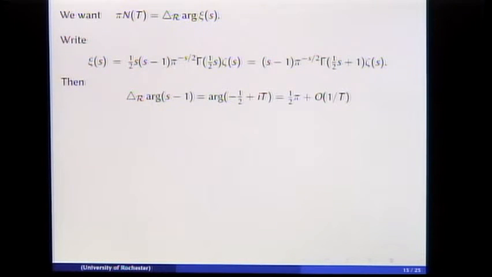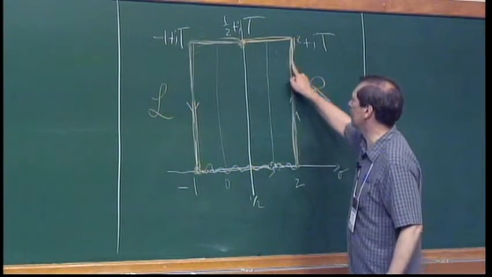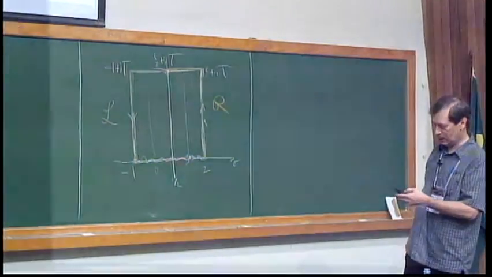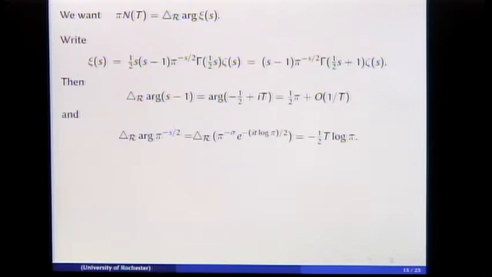Okay, so the change in argument of the first one, s minus 1, is, well, I start off at s equals 2 over here, so my argument is going to be 0. I'm only interested in the change, so I can do that. And then I go along here by continuous variation. s minus 1 doesn't have any zeros or poles along that. So you see that the change in argument is just the argument at the endpoint. It went from 0 to whatever the argument is here. And that argument is pi over 2, roughly, plus big O of 1 over t. If we were here, the argument would be exactly pi over 2, but it's off by a little bit. OK, so that term was easy.